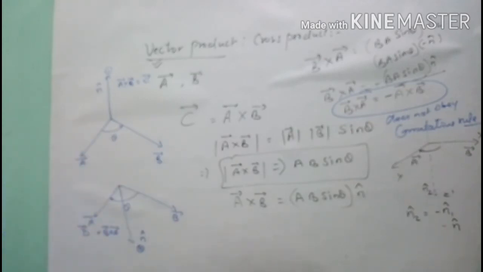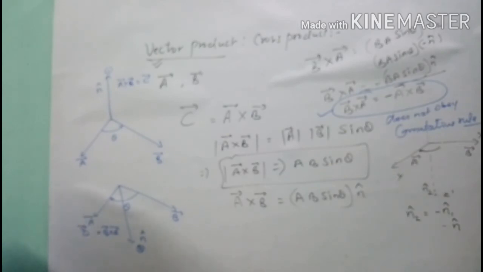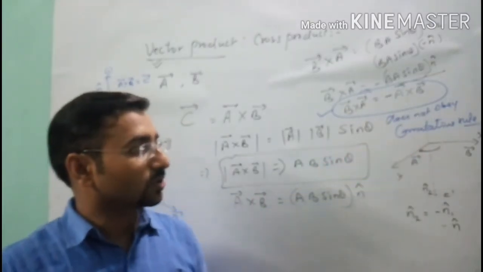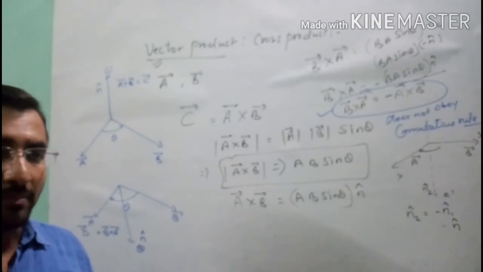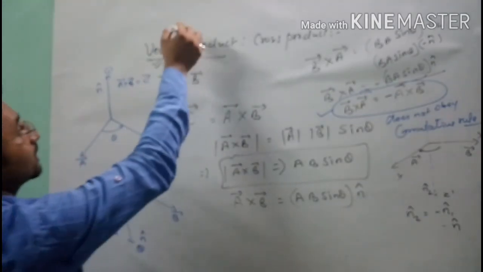That's why I have written here the result B cross A is equal to negative of A cross B. It means that the cross product of two vectors does not obey the commutative rule. Point is clear?